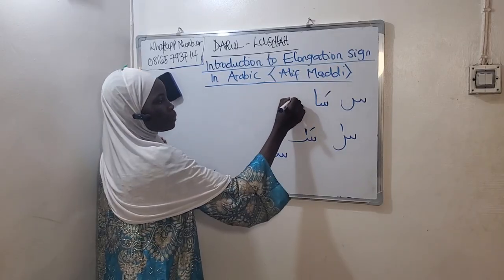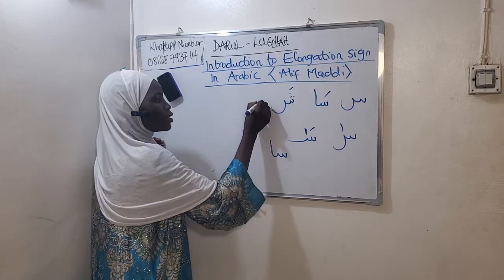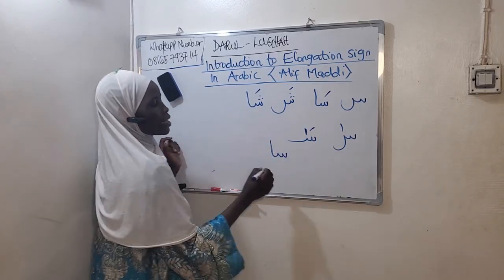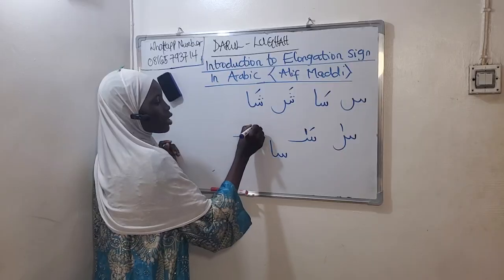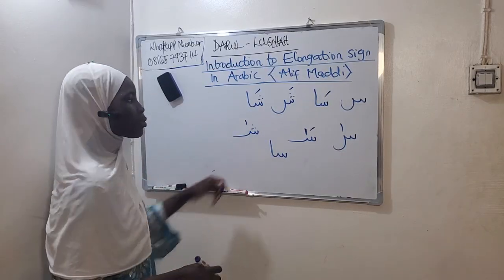Now we have shin. These are normal shin, fatia sha, but shin fatia alif body sha. The same rules apply. You can actually write shin fatia alif body sha like this also. It depends on the place and the location where you are using your letters. Shin fatia alif body sha.